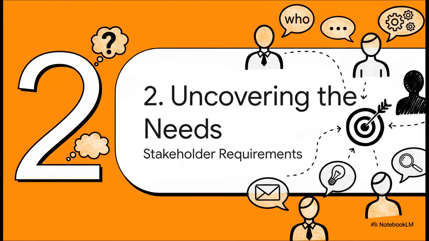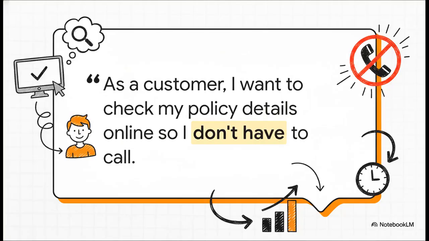Okay, so we've got our why, that big business goal, but to actually get there, we have to understand who this project is for and what they really need. And this is where it gets real. This is what we call a stakeholder requirement. It's the voice of the customer, loud and clear. And notice how it connects directly to our main goal. If customers can just check their policy details online, they won't have to call in, which of course helps reduce those call center wait times.